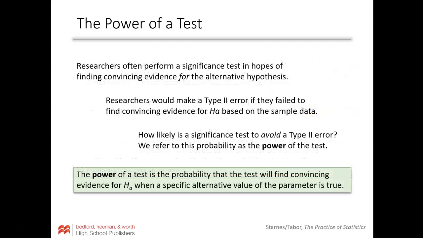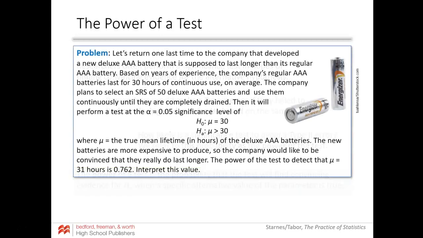Oh, and there's a key part here. When a specific alternative value of the parameter is true, they have to tell you that something is true in order for us to find the power. Now, good news, you don't need to worry about calculating the power of the test. These problems are going to be given to you, or they'll give you something else that we can figure out the power from, but you're not going to have to calculate the power of the test.